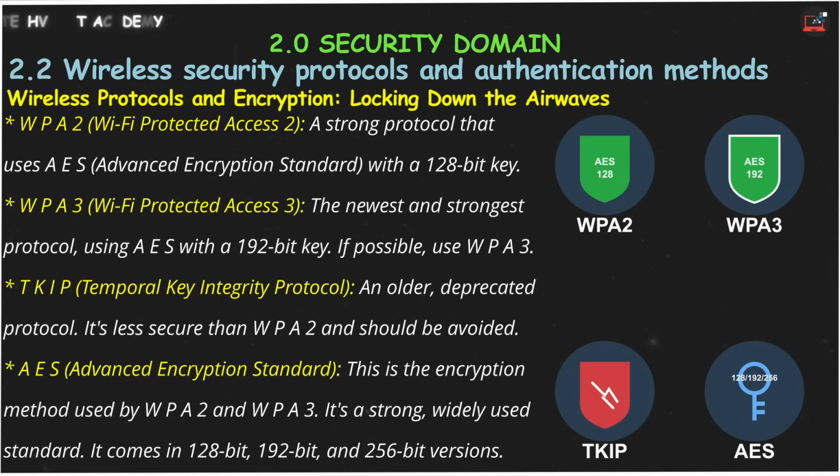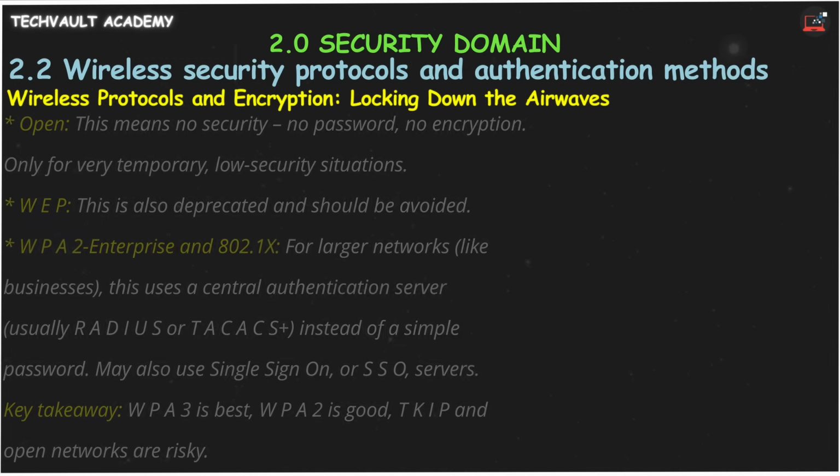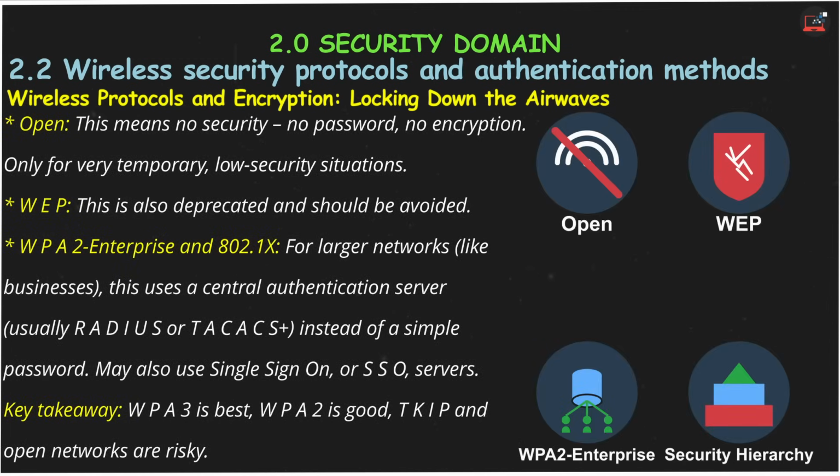AES, Advanced Encryption Standard, this is the encryption method used by WPA2 and WPA3. It's a strong, widely used standard. It comes in 128-bit, 192-bit, and 256-bit versions. Open. This means no security, no password, no encryption, only for very temporary, low security situations. WEP, this is also deprecated and should be avoided.